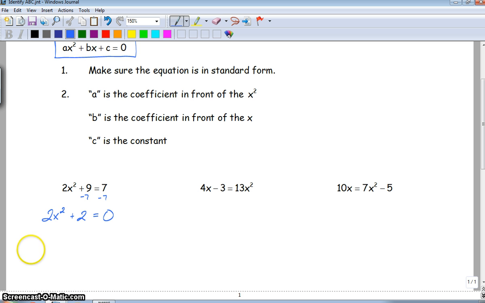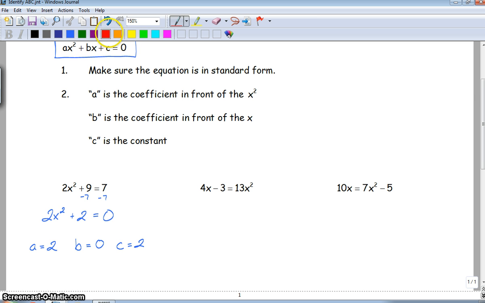Then a is going to be the coefficient in front of the x squared, which is 2. B is the coefficient in front of the x, which in this case there isn't an x term, so b is 0. And c is the constant at the end, so again, the 2.